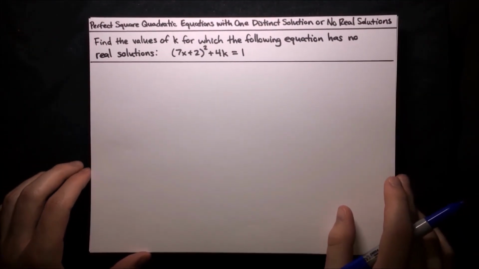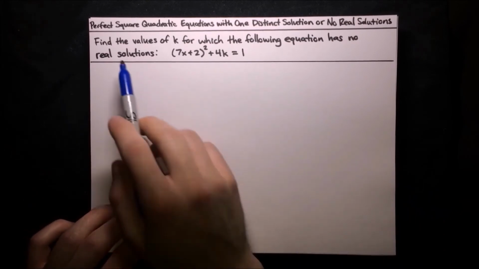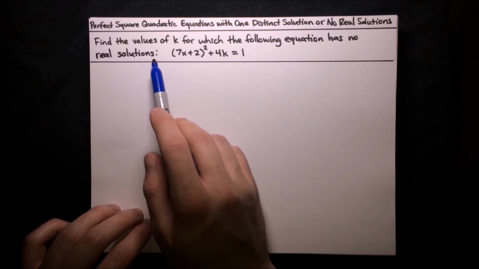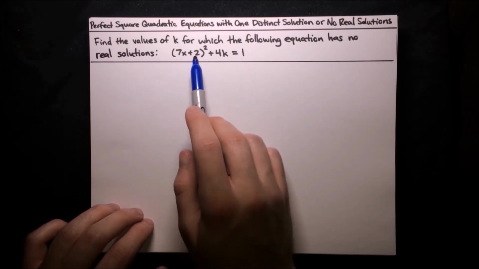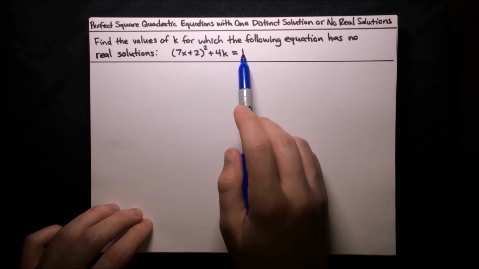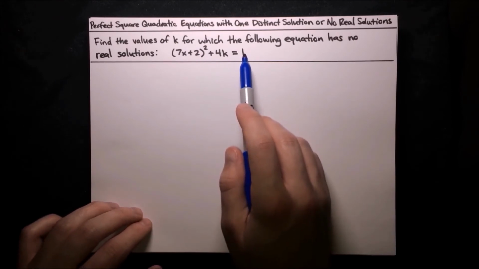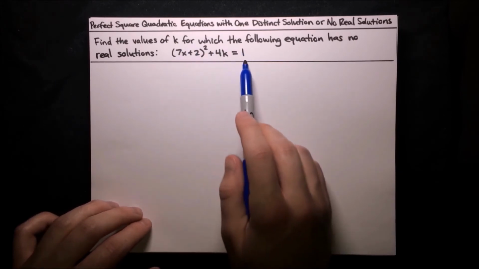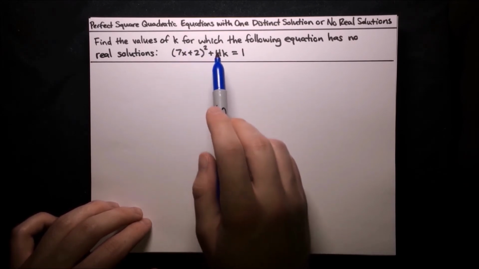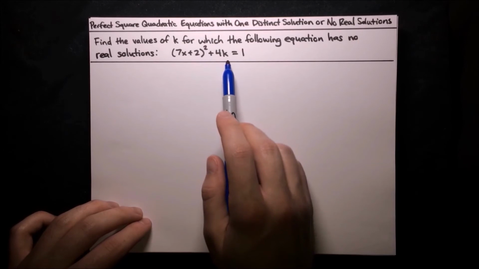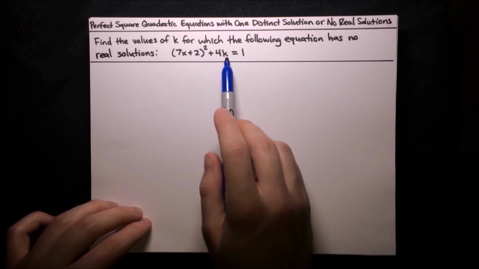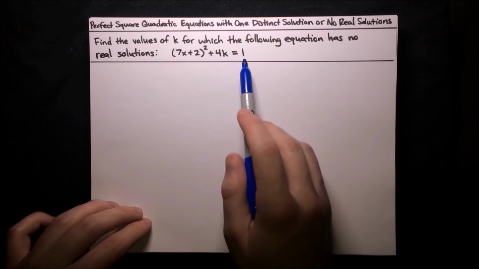Alright, here is a final example. We want to find the values of k for which the following equation has no real solutions. The quantity 7x plus 2 squared plus 4k equals 1. Alright, so this looks pretty similar to a previous problem. Some expression involving x squared, then plus some constant amount. K is just meant to be a constant here, so 4k is also a constant, is equal to some constant on the right hand side.